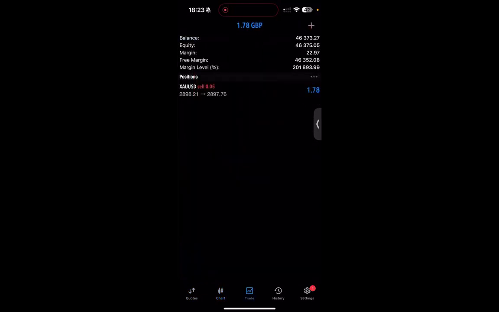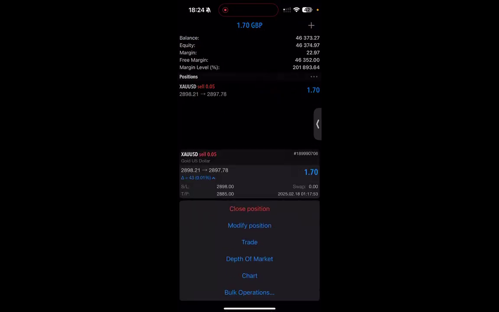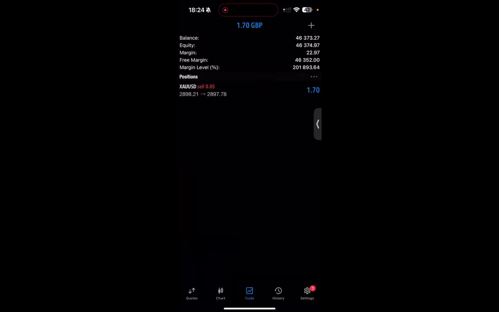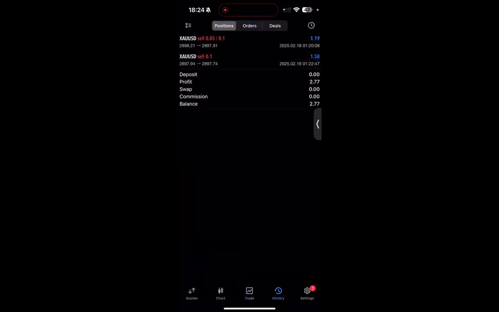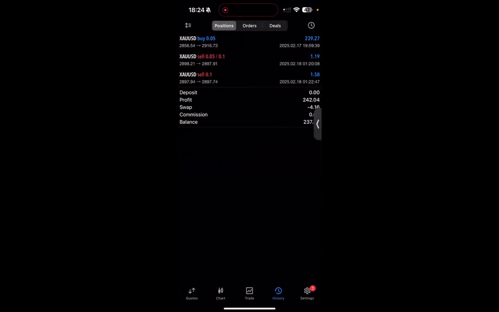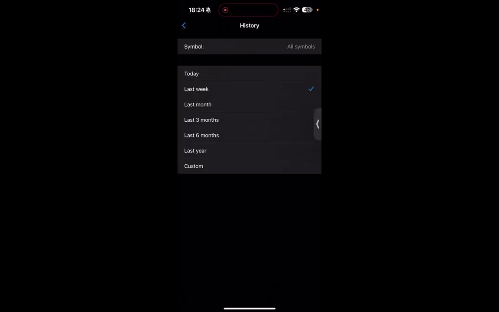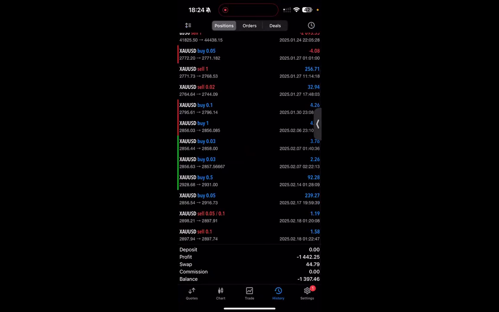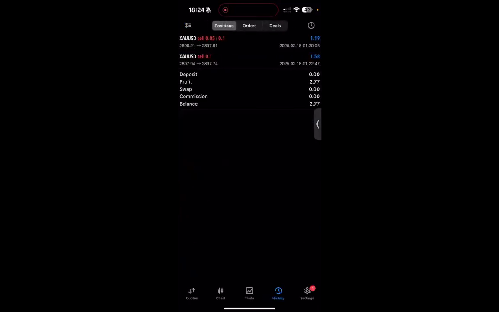Then, of course, the trade section is everything to do with your account. You can see your balance. You can see whether your trade is in profit or in drawdown. This is also where you can close your trade or modify your trade. You've then got history. If you go to the top right hand corner where the timer is, this allows you to look at different time frames. So your profit for the day, your profit for the week, your profit for the month, and so forth.